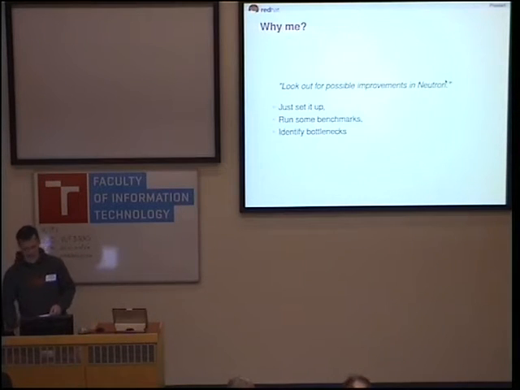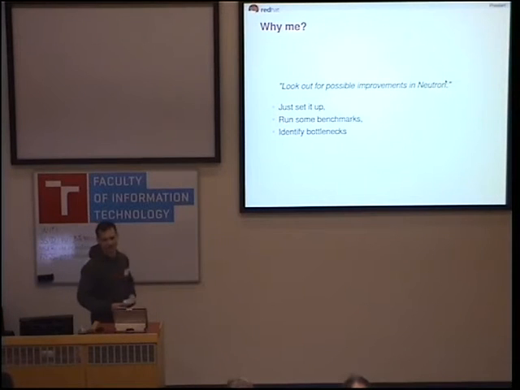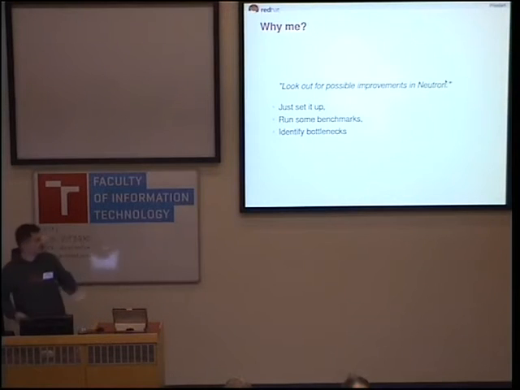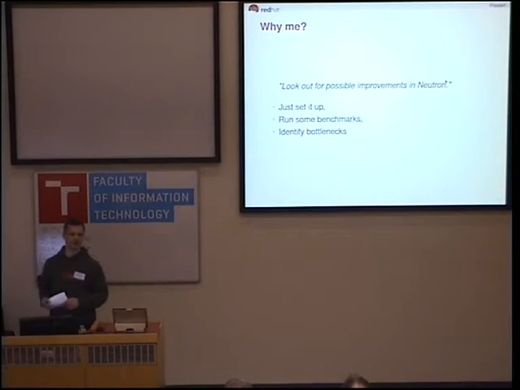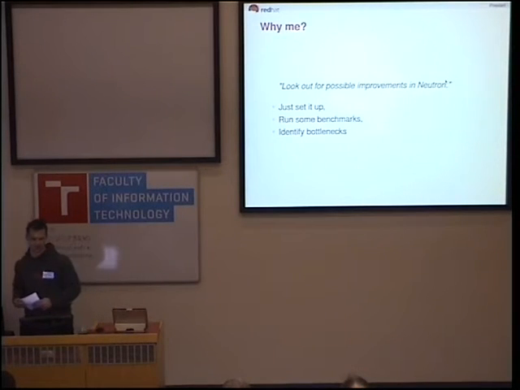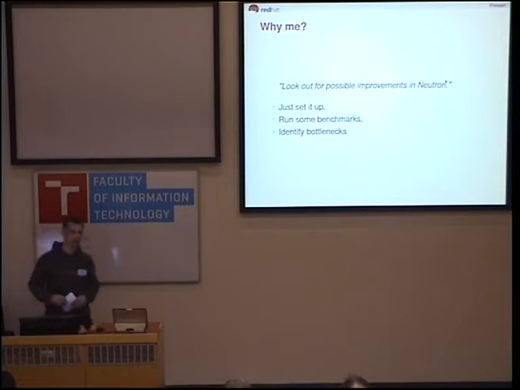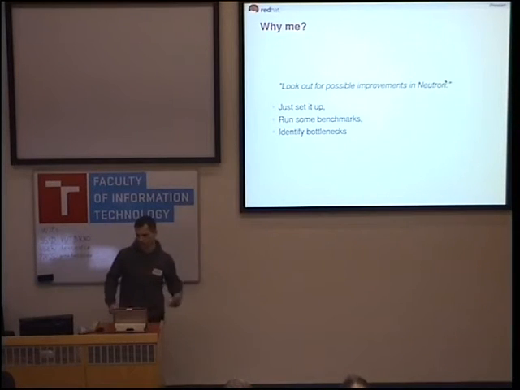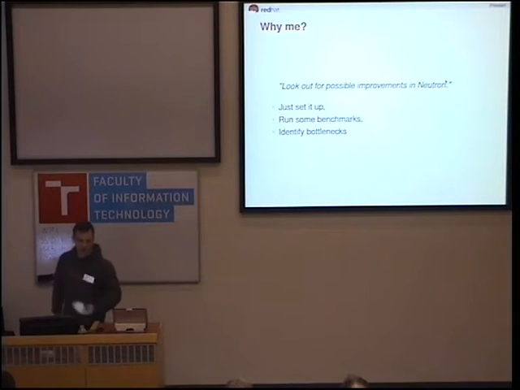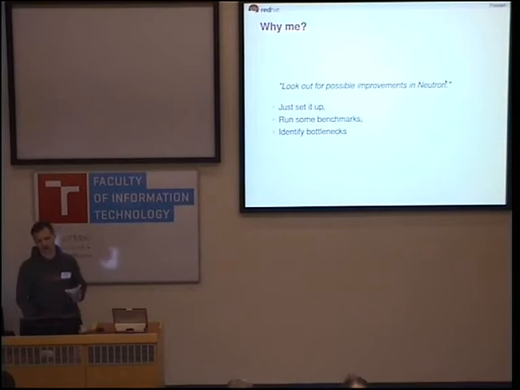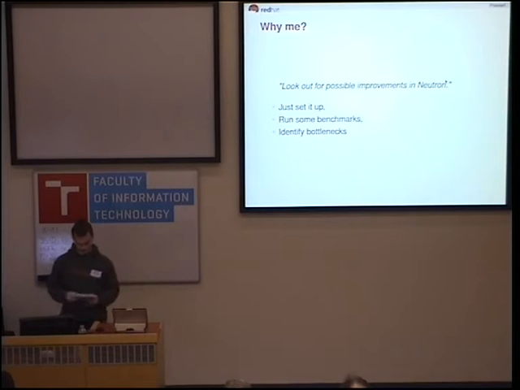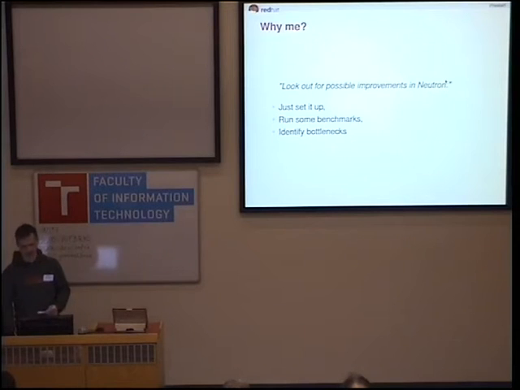Okay, so how come that I'm still talking here, although I have no idea what I'm talking about? A certain manager told me I should look out for possible improvements in Neutron, which is the networking component of OpenStack. And my reaction was pretty easy. Yeah, come on, just set it up, run some benchmarks, identify bottlenecks. How hard can it be? Yeah, let's find out.